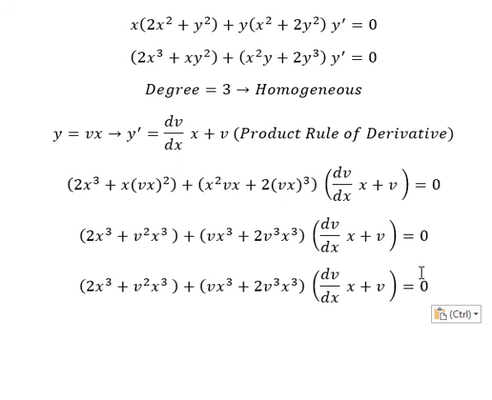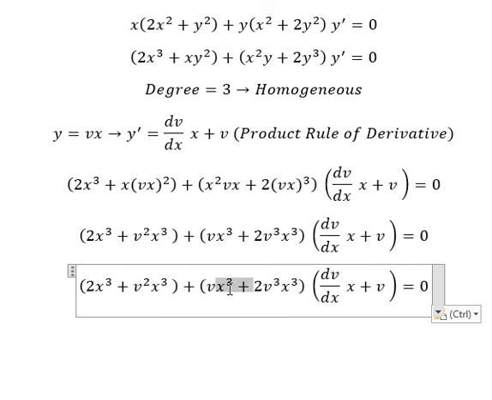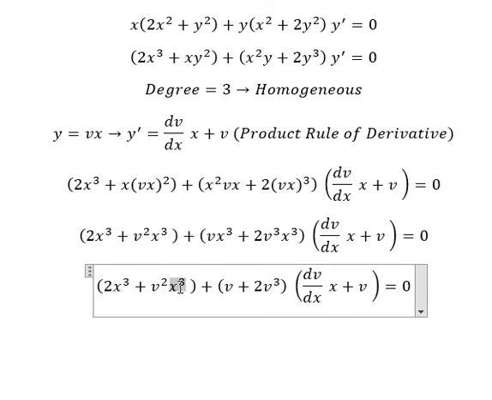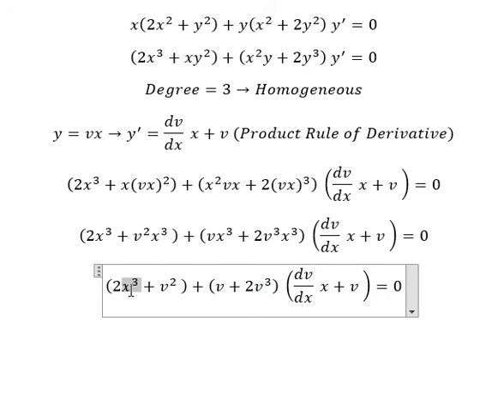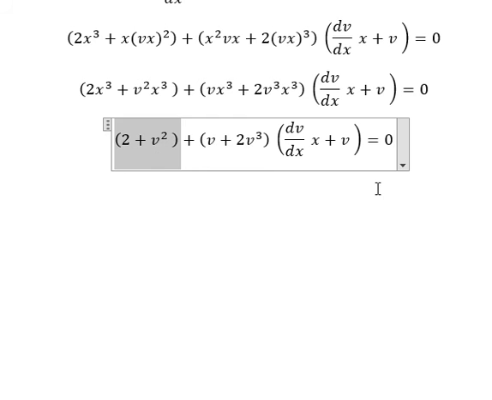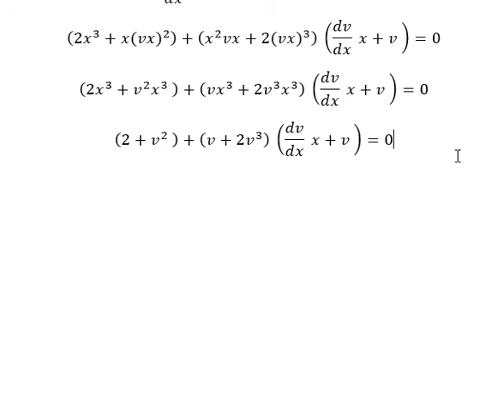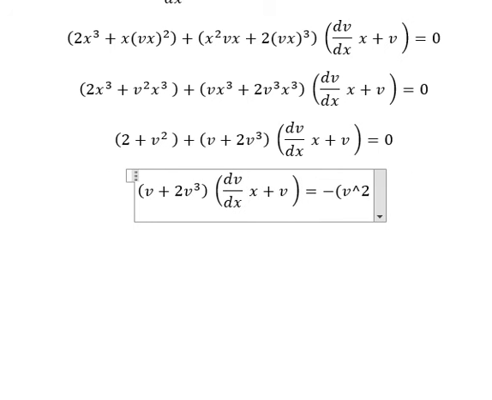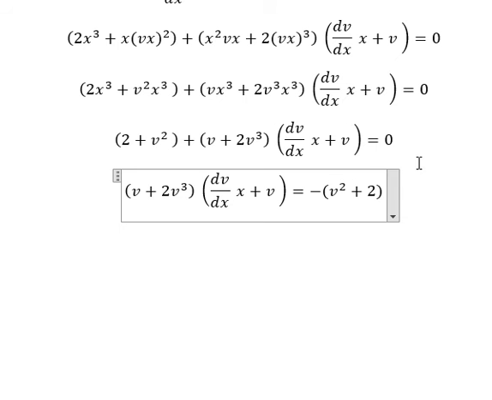Next, we simplify x to the power of 3 for both sides. Now, I will put this one to the right. And you get negative v squared plus 2. Later we divide both sides by this one.